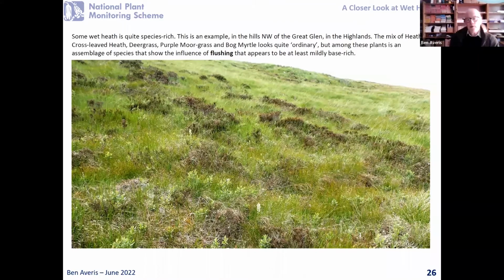This heath, though, has one thing that is different about it, and you can't tell until you look close, not even close from this photo: it's flushed and it's actually quite species rich. Because of the flushing, it seems to be slightly base enriched as well. We're going to see some more pictures of that in a wee while too, of the actual species that we find. Anyway, let's have a look at the next picture.